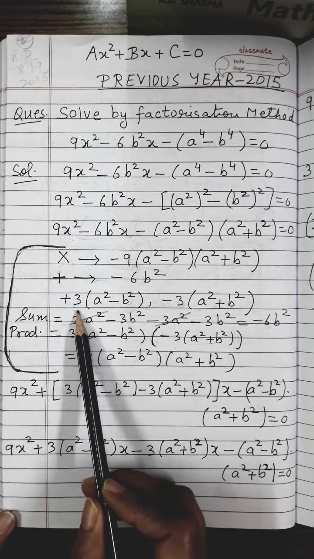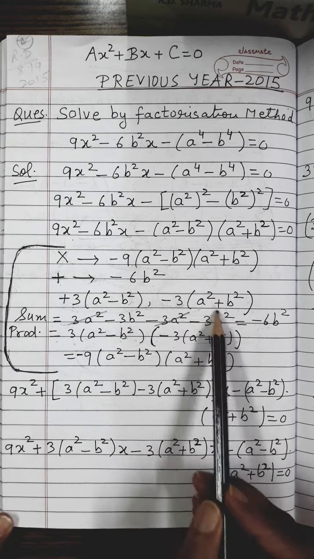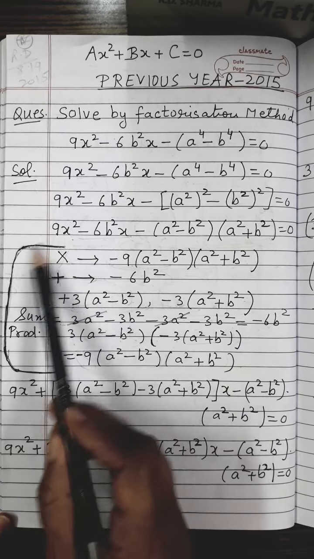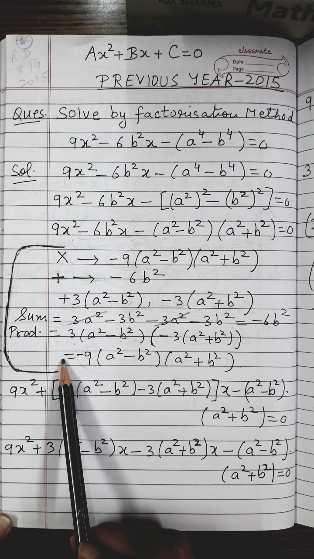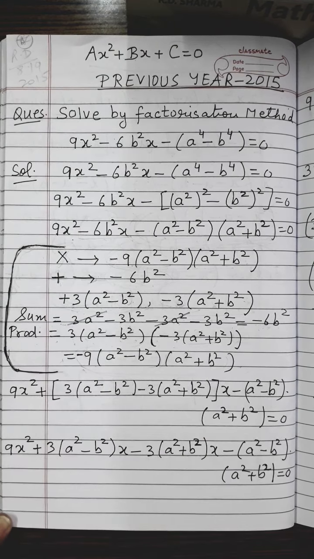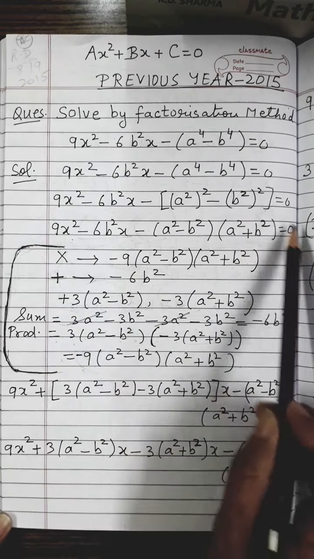One will be 3 bracket a square minus b square, and the other one will be minus 3 bracket a square plus b square. So this much part was to show you how to find those two numbers in order to do the middle term splitting, right? So now I will take this equation again. This was the last step which we have come up to.